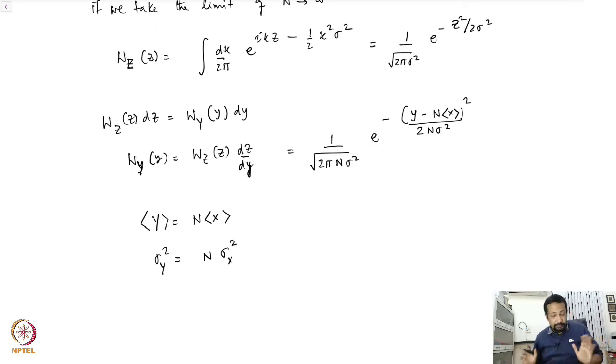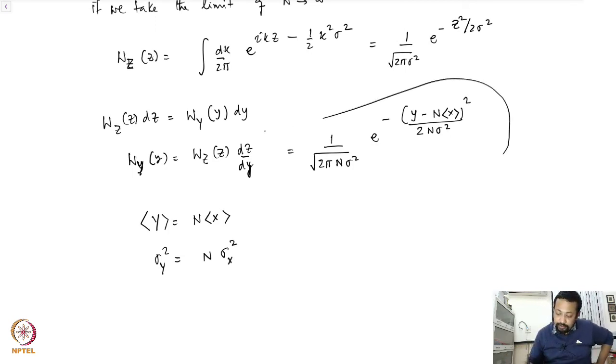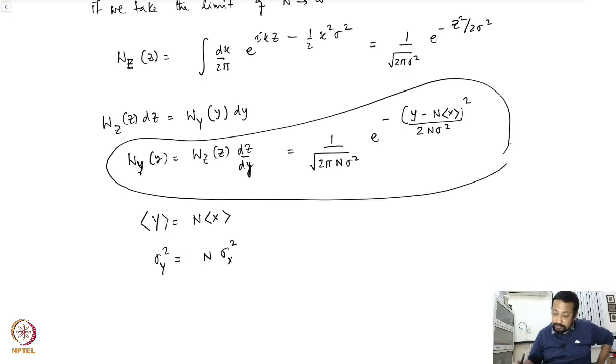But remarkably, you see, this probability density for y, which is now a sum of random variables, comes out to be a Gaussian irrespective of the form of w that you choose. So this is one part of the central limit theorem.